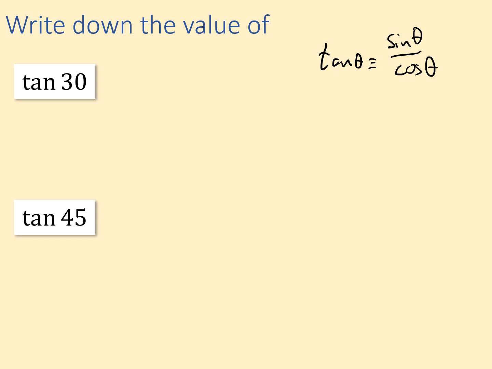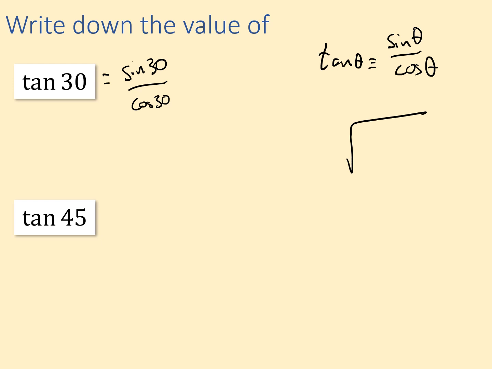So what we're going to do is work out the sine of the angle, so the sine of 30 and the cos of 30, and then divide those things. Okay, so let's repeat that table. I recommend every time you see one of these, you try drawing it out.